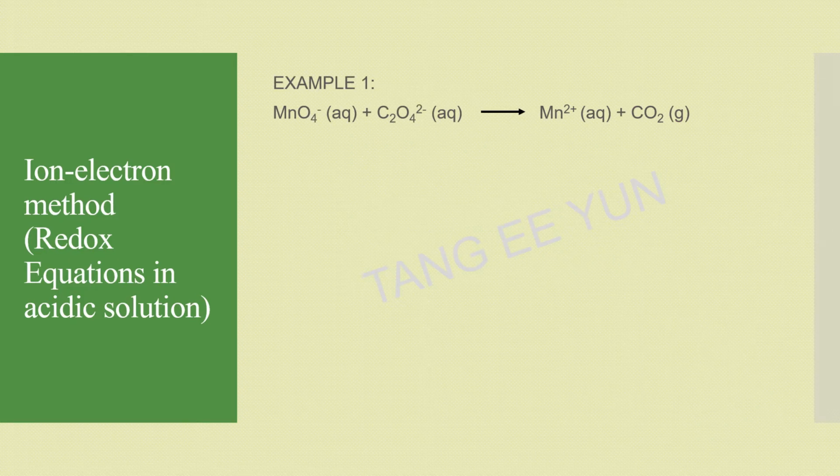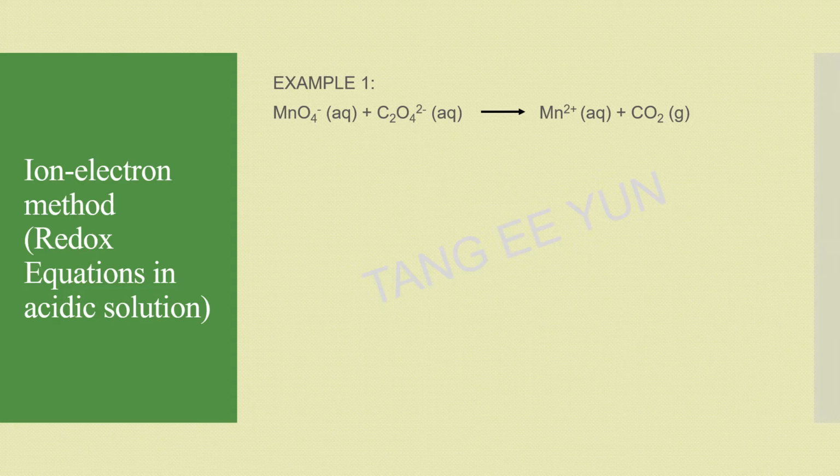Now I'm going to move on to use examples to explain how to balance a redox equation using the ion-electron method. Before we start balancing, we must divide a redox equation into the oxidation pair and the reduction pair first. So how do we do that? We shall look at example 1.